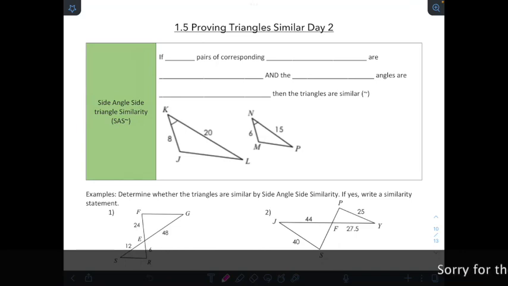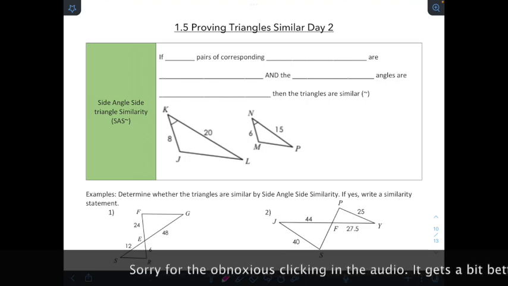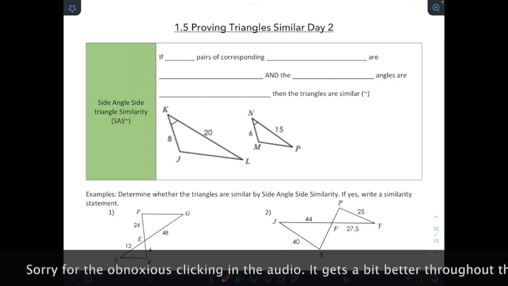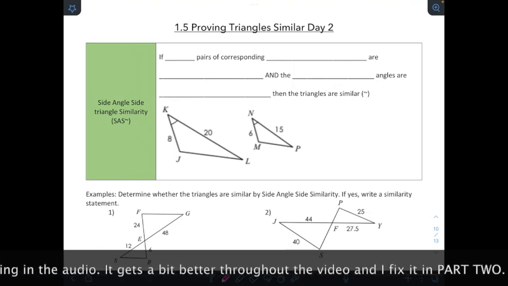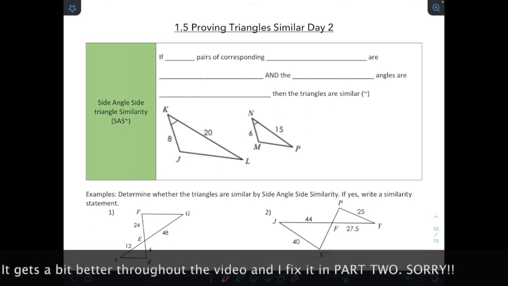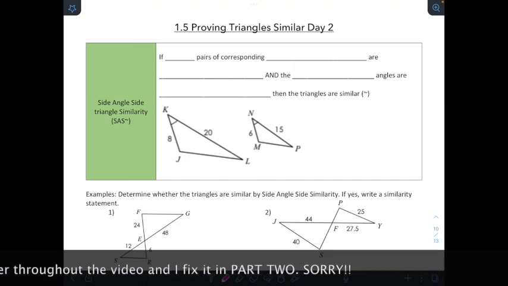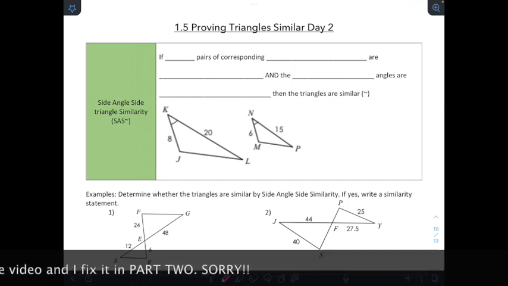Okay, so in this video, we are doing the notes for 1.5, proving triangles similar day 2. In this video, we are going to be going through an additional way of proving triangles similar. Yesterday, we did angle, angle, angle, and we did side, side, side. Today is a little bit of a combination. We are doing the side, angle, side, triangle similarity.